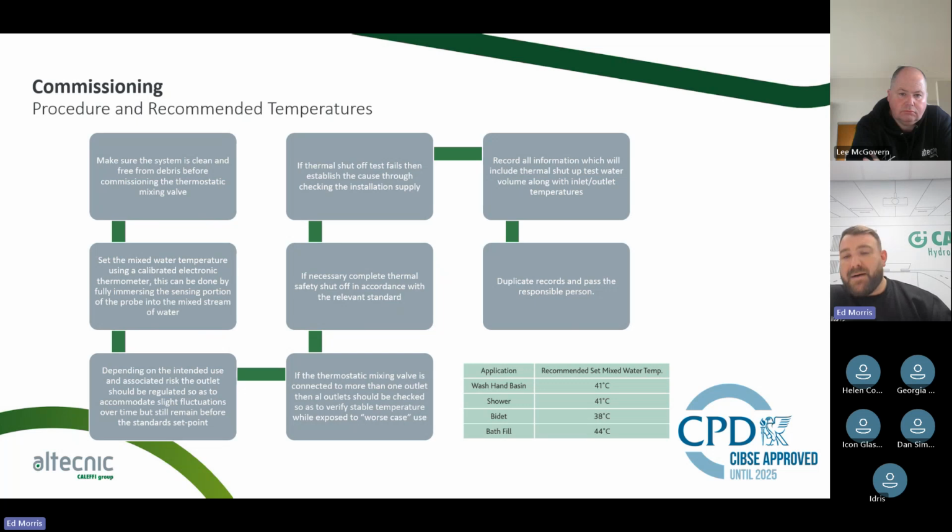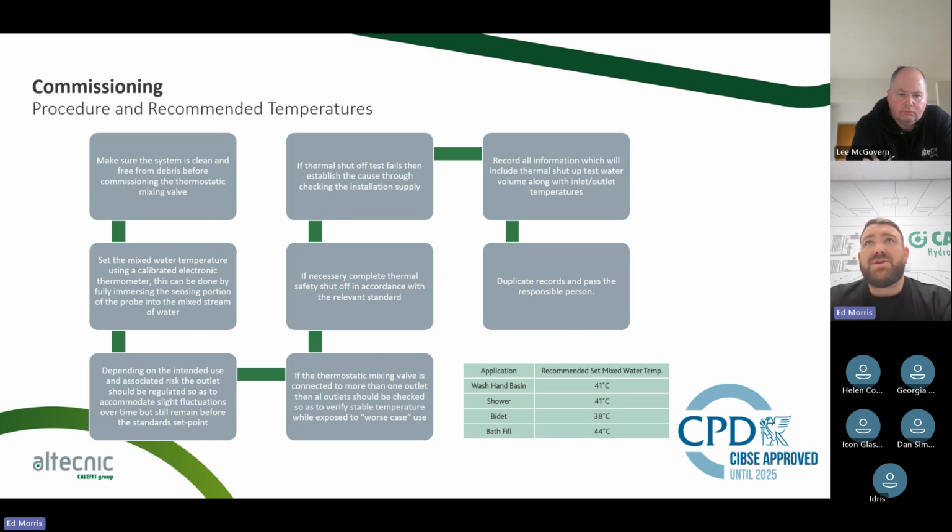Duplicate the records and pass on to a responsible person. So if you're an FM company or a MAB, you take those temperatures, you read them, you record them, you then pass them on to a building owner. So should a third party or somebody else come in, they've got records of where everything should be set to and there's no misconception of where we should be.